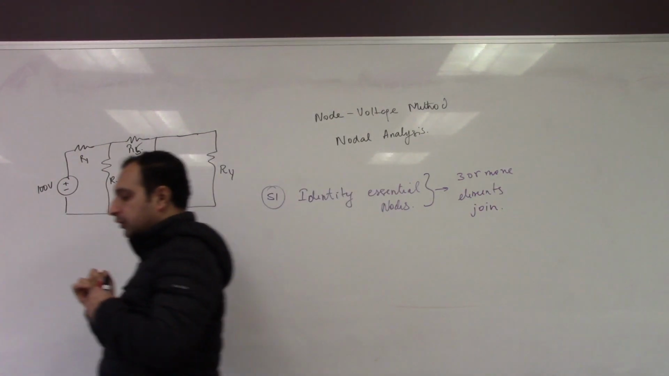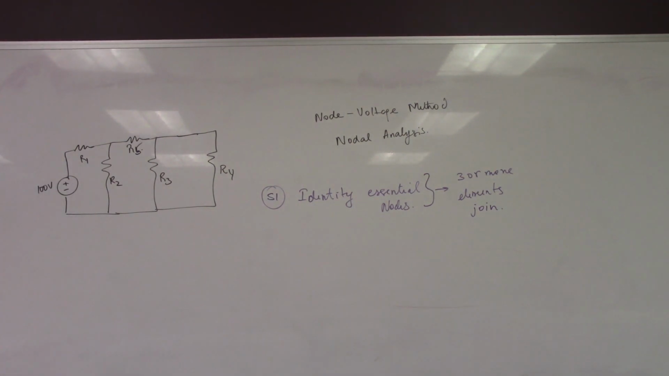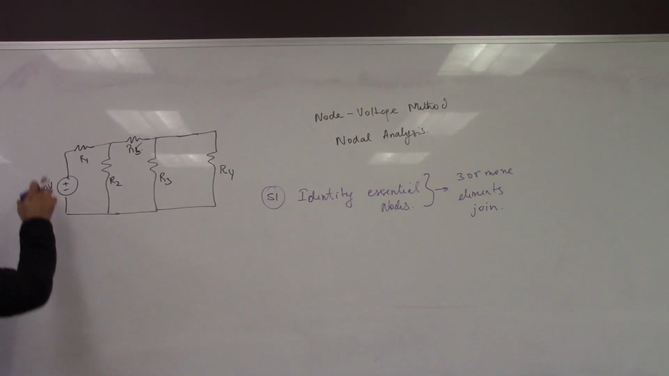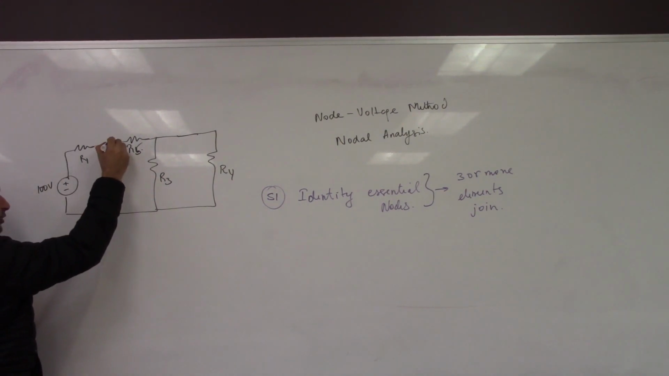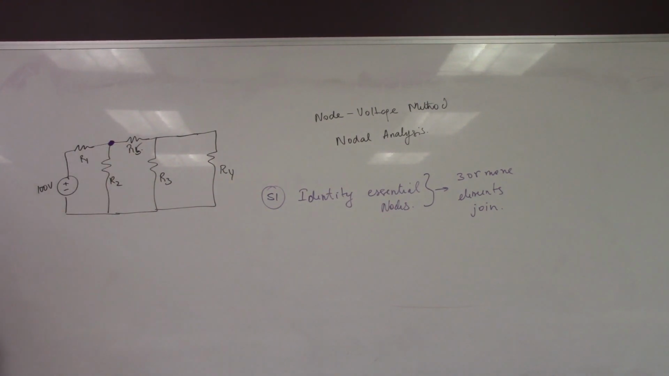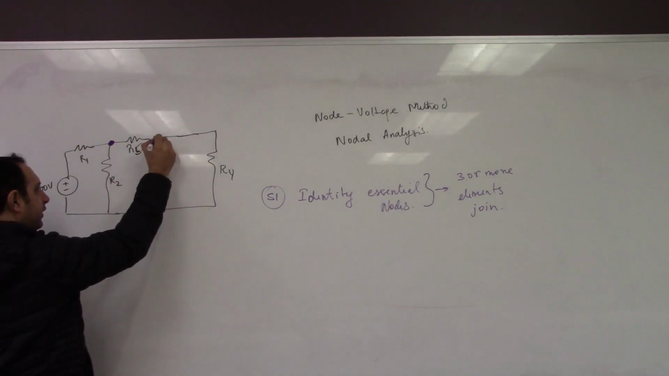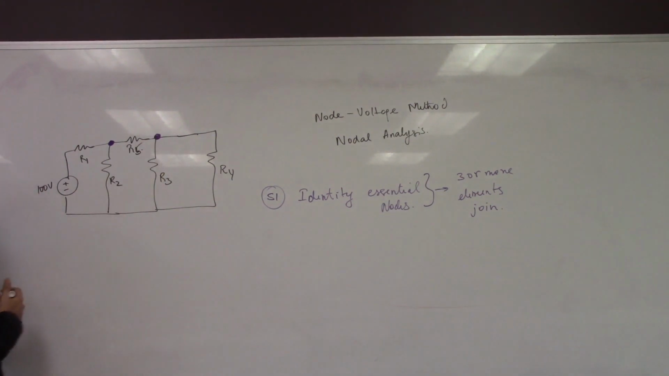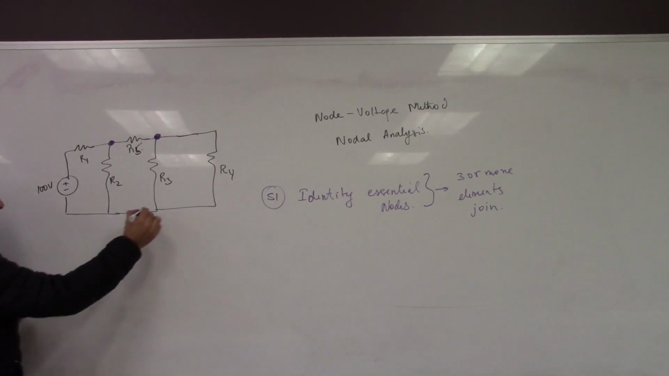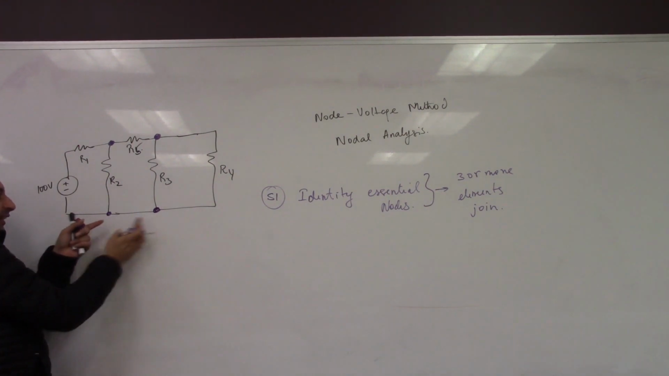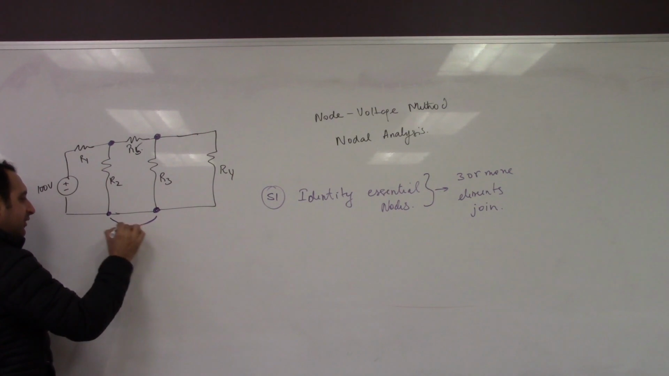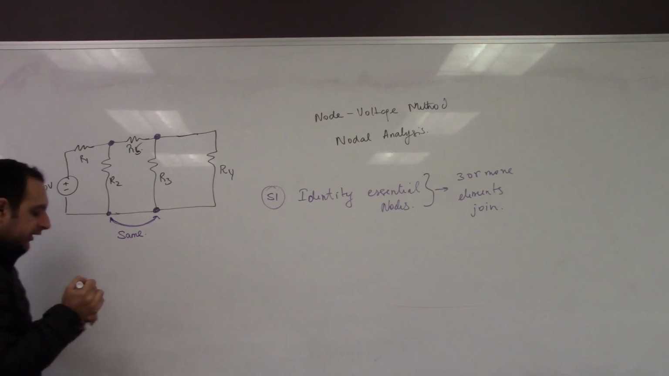So a node is two. Essential node will be three. So where are the essential nodes? This is a simple node because you have two elements meeting. Here you have three, so let's call this an essential node. You have one more essential node here. And these two are the same node because there is nothing connected in between.